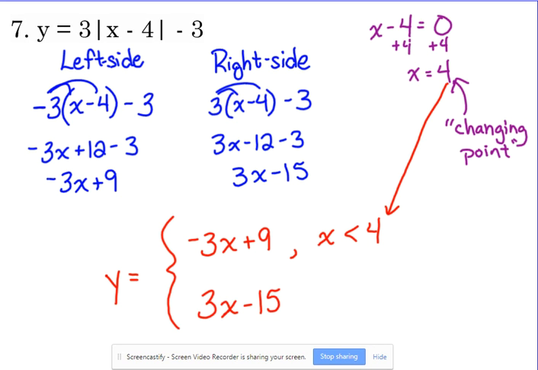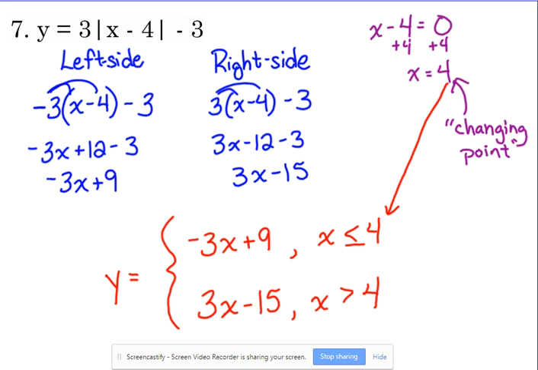Then our graph looks like 3x minus 15 when our x values are greater than 4, to the right of 4. One of them needs an equal to. It doesn't matter which one you put it on, if you want to put it on the first one or the second one. For these, it does not matter. So this is exactly the same graph or function as the absolute value function up there. It's just a different version of it.